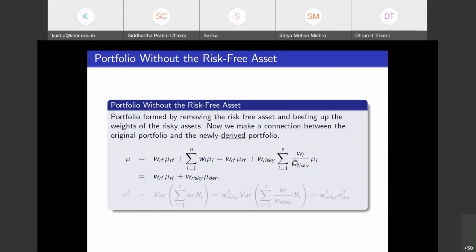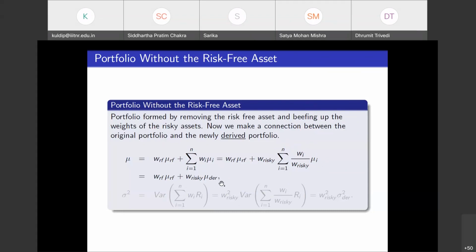So forget this part, just look at it this way. These are basically the weights of this derived portfolio after removing the risk-free asset and jacking up the risky weights. And so consequently, this is now going to be the summation of weights into mu I in the original Markowitz framework, which comprised only the risky assets. So this can be written as WRF mu RF plus W risky into mu of the portfolio which is derived.